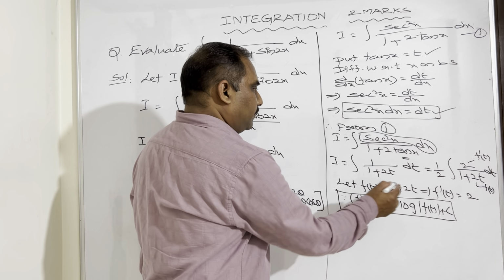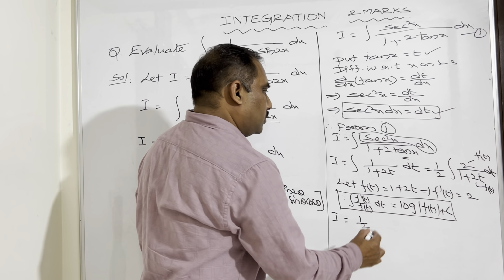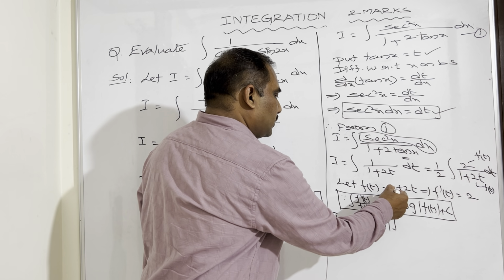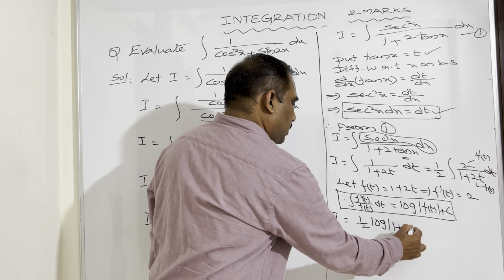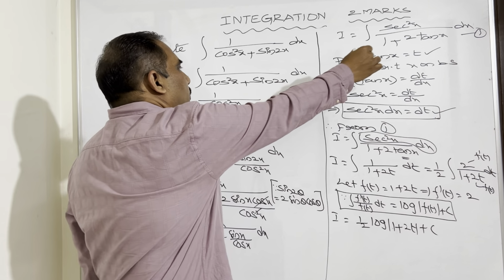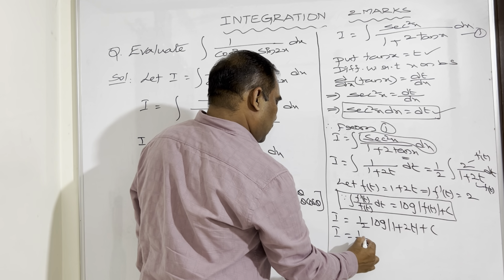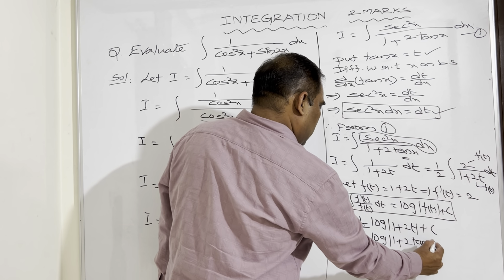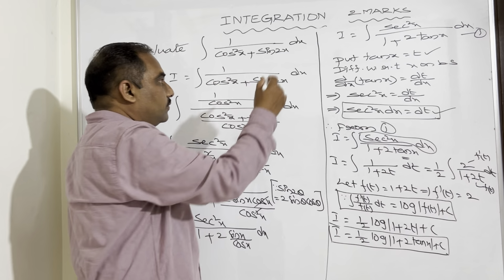So as per this formula, finally I is equal to 1 by 2 into log mod f of t, that is log mod 1 plus 2t, plus c. Finally, t is replaced by tan x, since we have taken t is equal to tan x. So the solution can be written as 1 by 2 into log mod 1 plus 2 tan x, plus c. Like this we can find the integral of the given function.